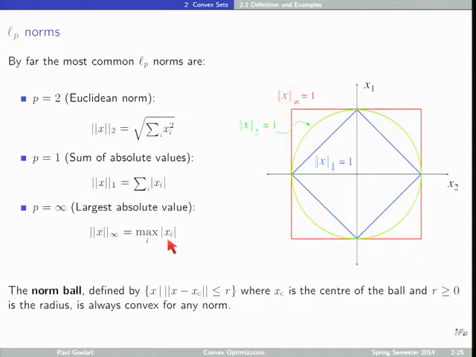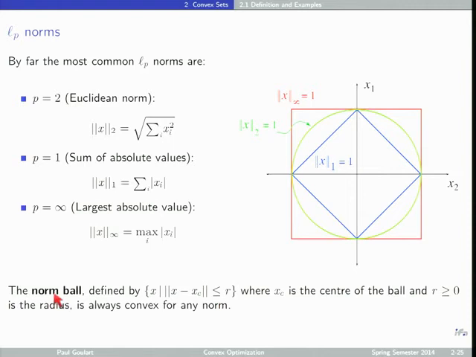Now we can think about the sets defined by some inequality associated with the level curves of these functions. Say I take the set of all x's such that the norm of x minus some center is less than r, for one of these norms. Just imagine for the moment that xc is 0. So xc is the center of the ball and r is the radius, and the ball that I would get is convex for any norm.